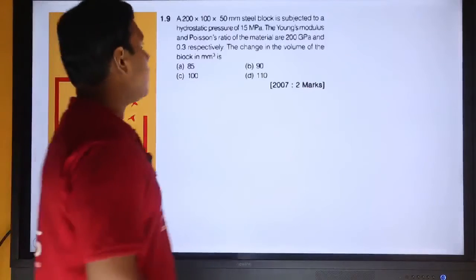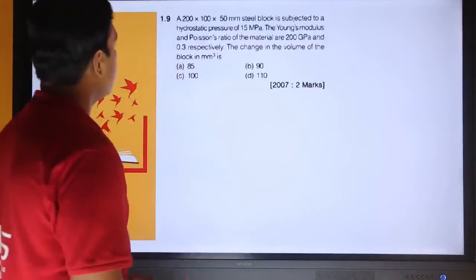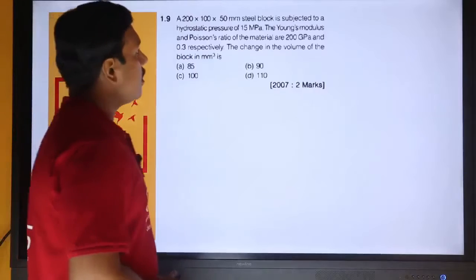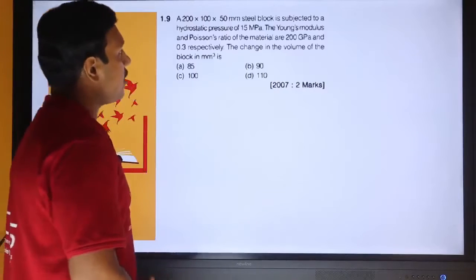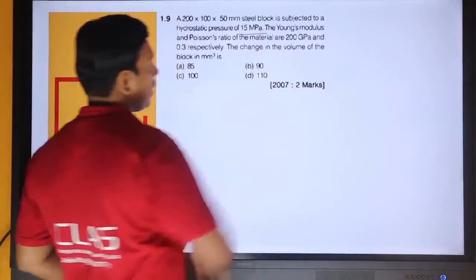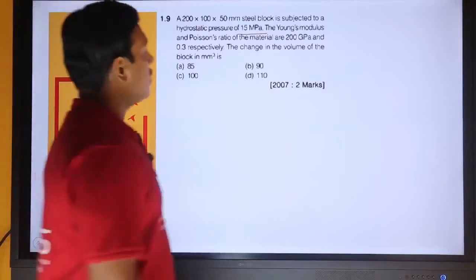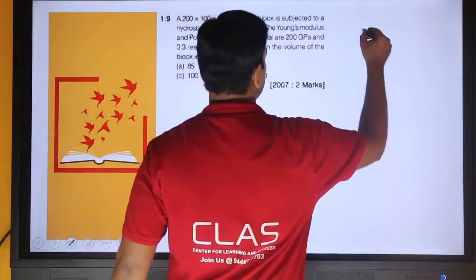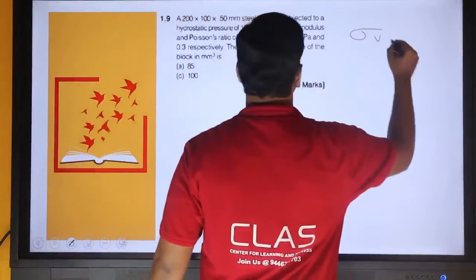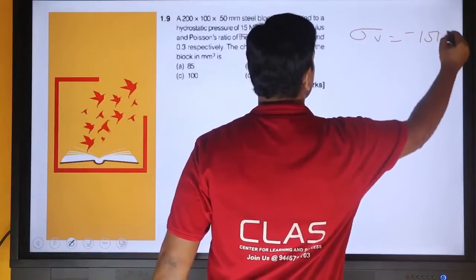Then 1.9. A 200 into 100 into 50 mm steel block is subjected to a hydrostatic pressure of 15 megapascal. The pressure magnitude is 15 megapascal, so that is the stress value. Since it is hydrostatic pressure, that is volumetric stress, equal to minus 15 megapascal.